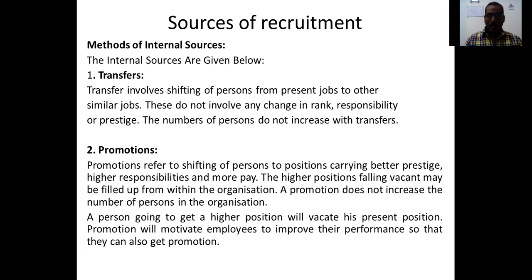Promotion will motivate employees to improve their performance so that they can also get a promotion. So if a person is given a higher position, this will motivate that particular person and also the other persons working in the company.